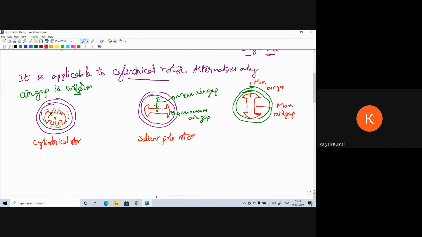So in case of salient pole machines, with the change in rotor position, the air gap between the rotor and stator is going to change. Therefore, the reluctance offered by the air gap to the magnetic flux path is going to change. Whereas in case of cylindrical rotor machines, as the air gap is uniform, the reluctance offered by the air gap to the magnetic flux is going to be same. So here, non-uniform air gap.